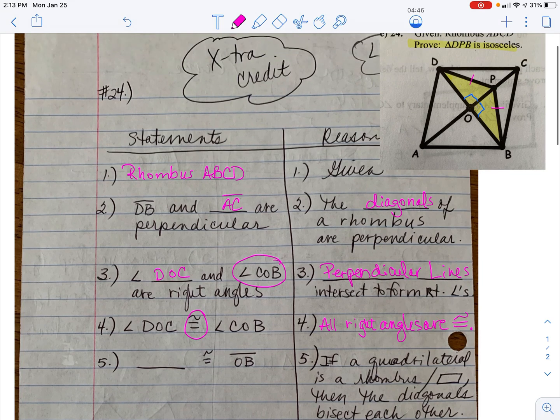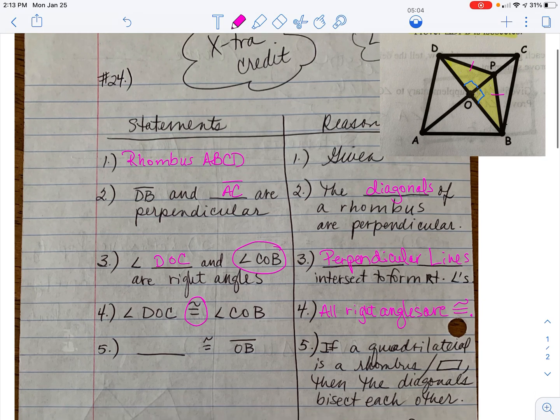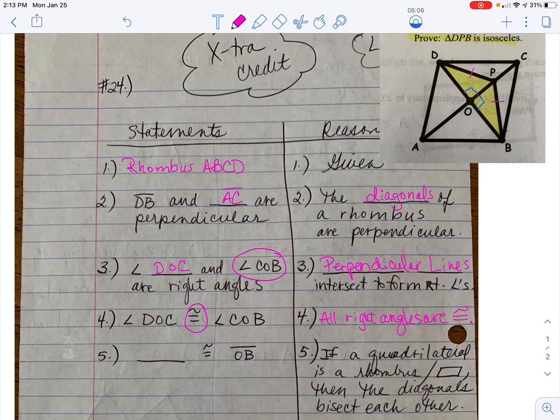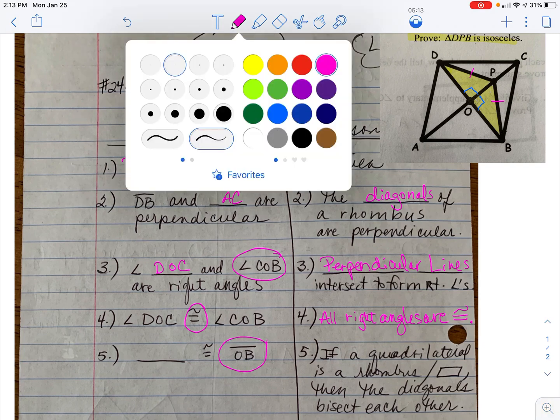Here's where we're going to look at... I mentioned that they bisect those angles, which they do, but I want to bring up another point that I didn't bring up in the beginning. So you can see on step number 5, we're going to be looking for line segment OB. So let's go find that, and I'm going to mark it in a different color.